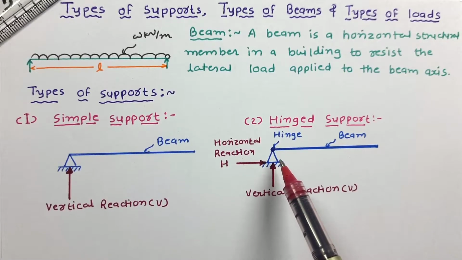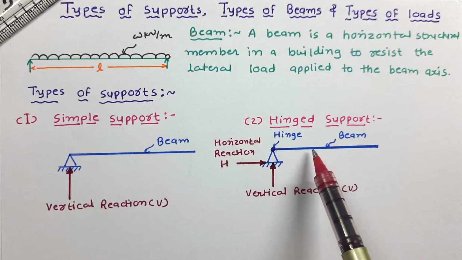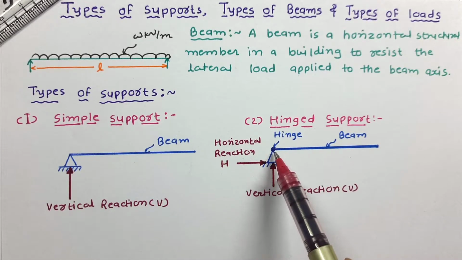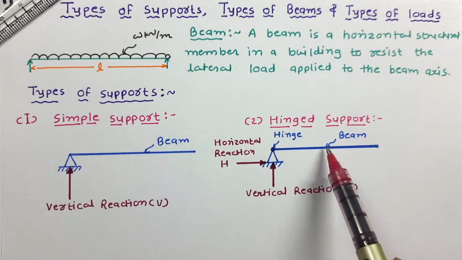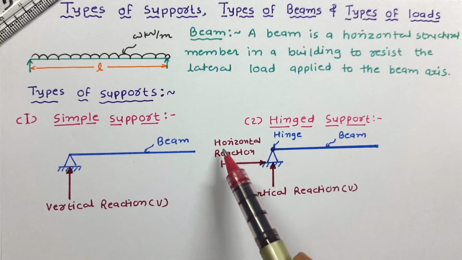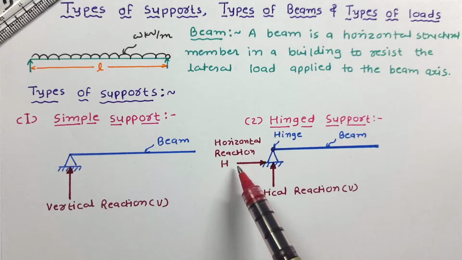Here this is a hinge support. In this support, the beam is fixed with the support by means of a hinge. If inclined load is applied here, the beam cannot move in horizontal direction. So there is a horizontal reaction.